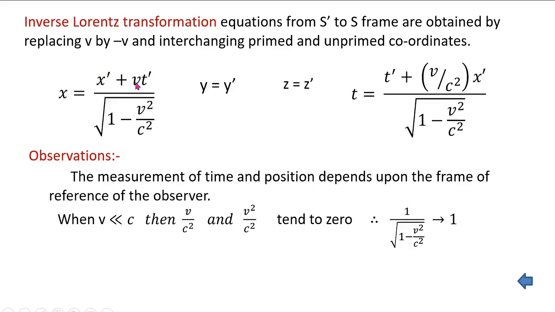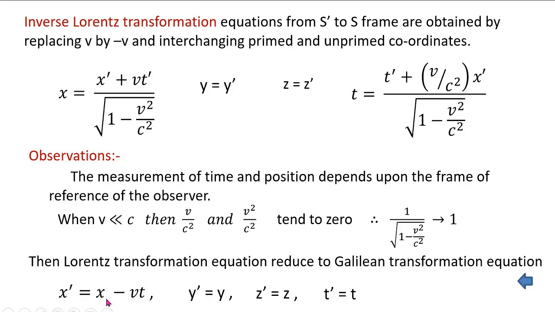x dash is equal to x minus vt, and t dash is equal to t, or t is equal to t dash. Then x dash is equal to x minus vt, y dash is equal to y, z dash is equal to z, t dash is equal to t. And these are the Galilean transformation equations. Therefore, at very low velocity as compared to the velocity of light, the Lorentz transformation equations reduce to the Galilean transformation equations. That's all in this lecture. Thank you.